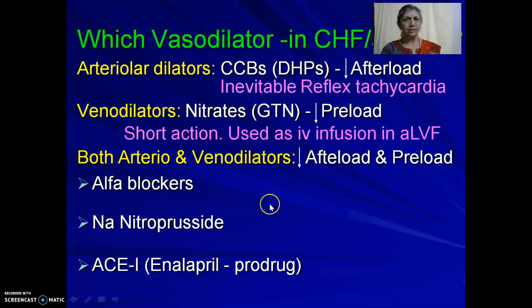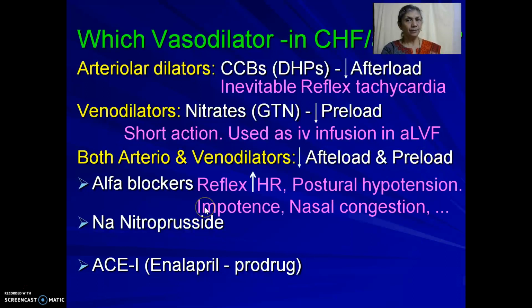Then we come to the drugs which dilate both arterioles and veins. By dilating arterioles, they can reduce the afterload. By dilating the veins, they can reduce the venous return, that is preload. Alpha blockers are very powerful vasodilators of both arterioles and veins, but they have very strong reflex tachycardia associated with them and postural hypotension by interfering with the baroreceptor reflex mechanism. They also lead to impotence, nasal congestion, and so on.